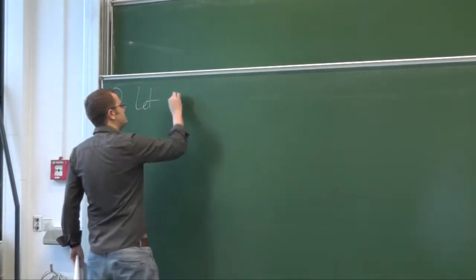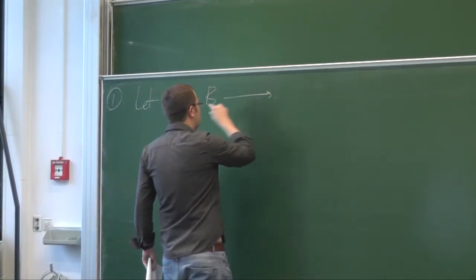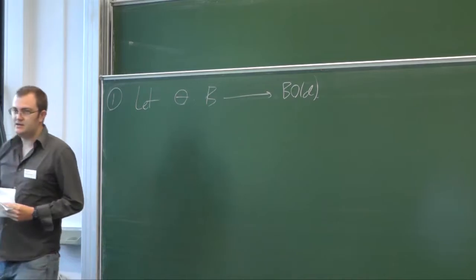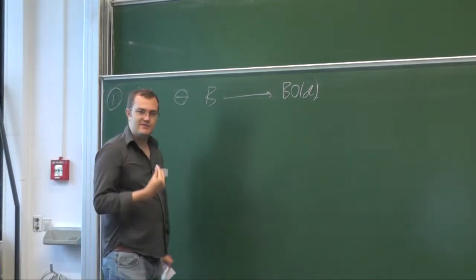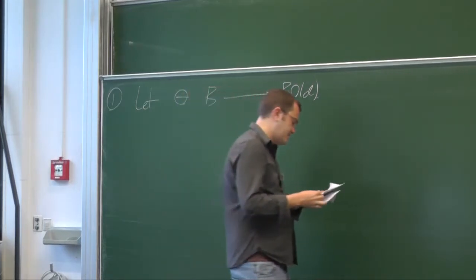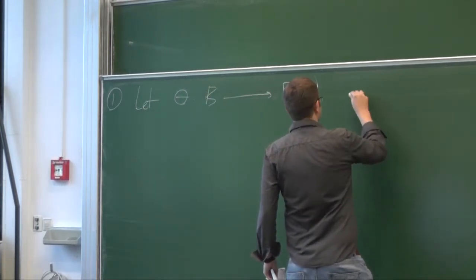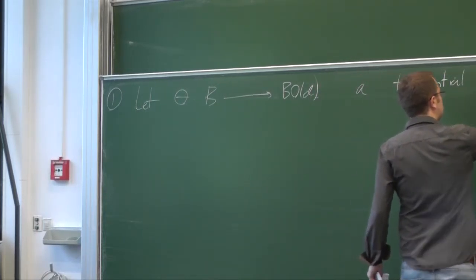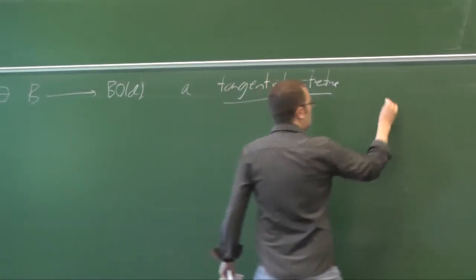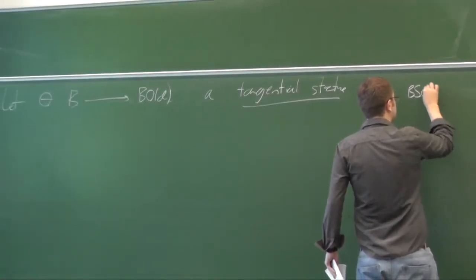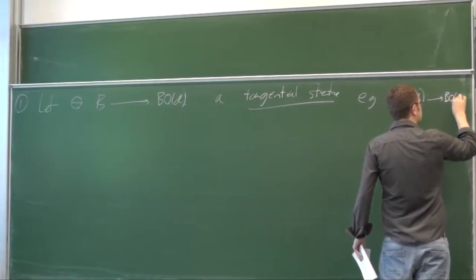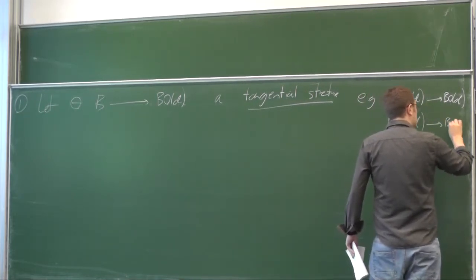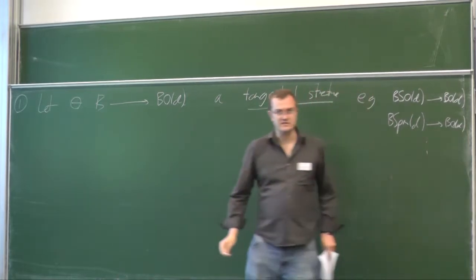So let theta be a map from some space E to BO(d), i.e. I have a space E and I have a d-dimensional vector bundle. Okay? I'll call this a tangential structure. And the examples are all the things that you're used to. We can take BSO(d) over BO(d). If we want to do orientations, we can take BSpin(d) over BO(d) and things of that flavour.